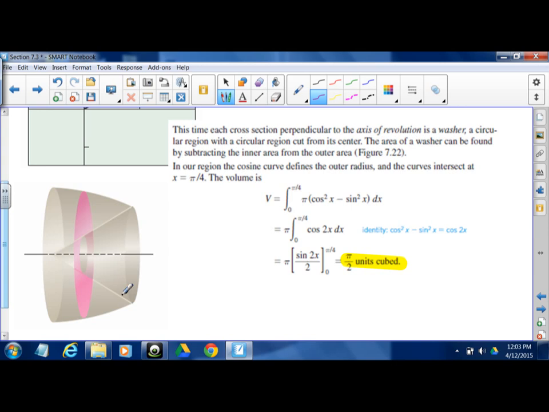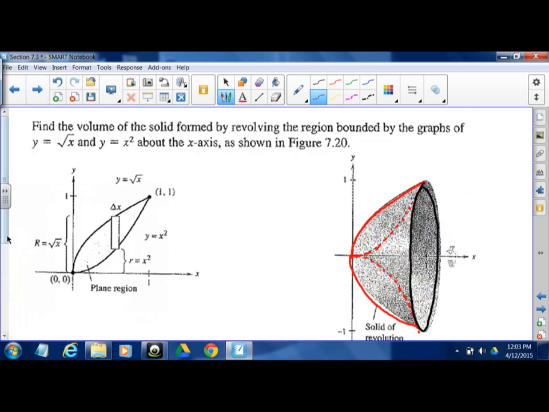So the book already solved the problem for you: 0 to pi over 4, pi pulled out, cosine squared x minus sine squared x. This right here, guys, is big R and little r, and then they pulled the pi out, and then cosine squared x minus sine squared x. They simplified to cosine 2x using the identity, and then they simplified and got pi over 2. All right. So just another example of the washer.